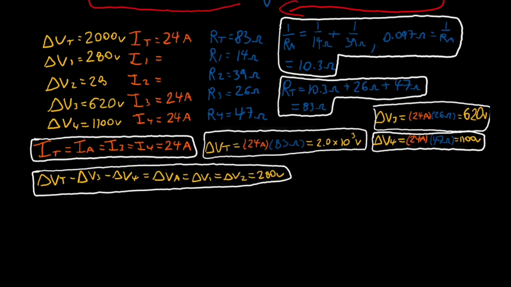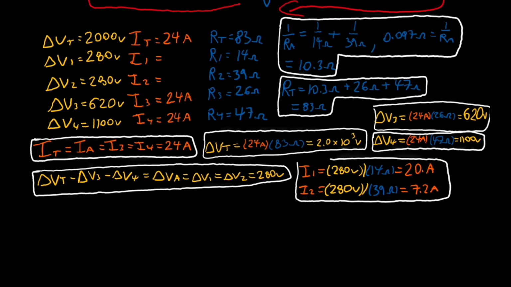And now finally we can figure out I1 and I2, which when added up together should be close to 24 amps. So I1 equals 280 volts divided by 14 ohms to give us 20. amps. That's a good way to make it so that it has two significant digits and not just one, by adding that decimal at the end. And then for I2, 280 volts divided by 39 ohms equals 7.2 amps.